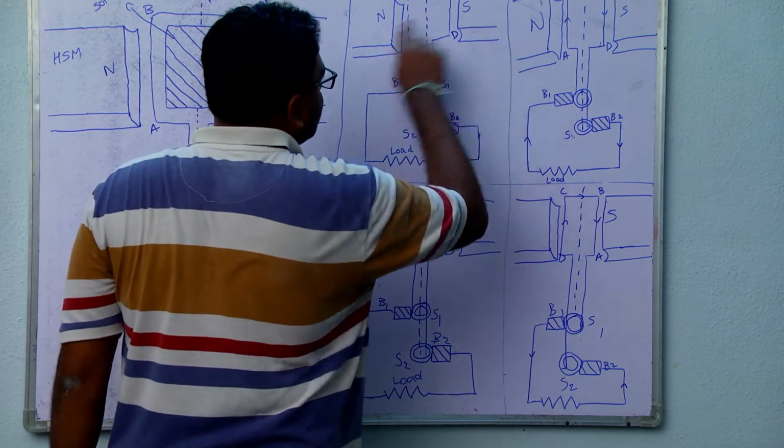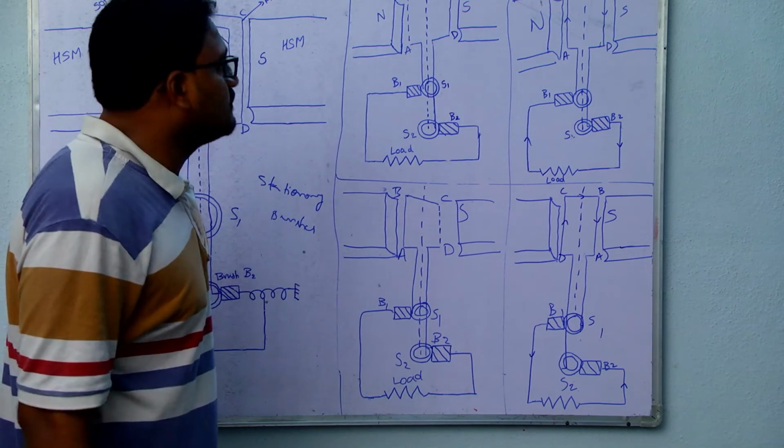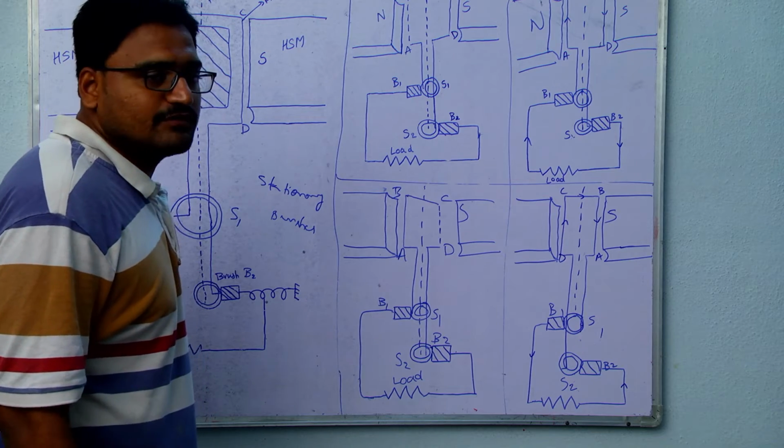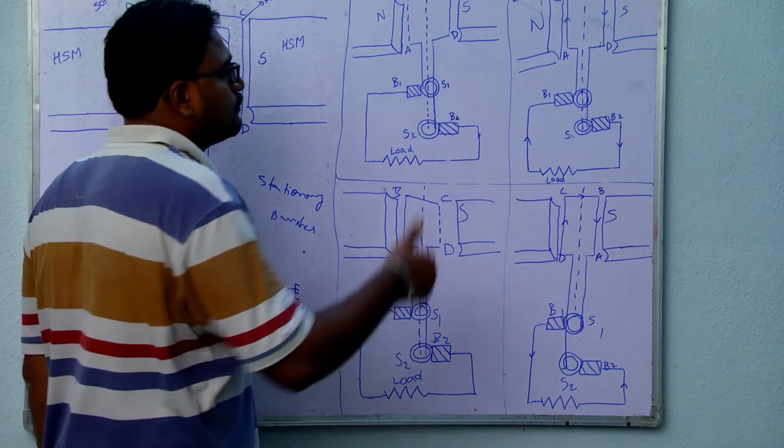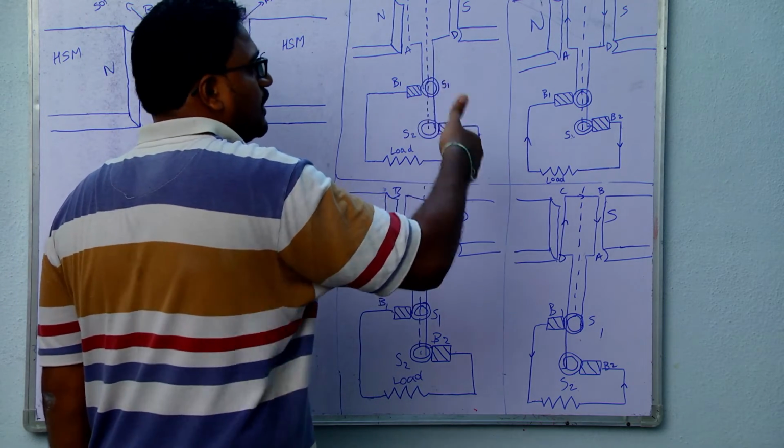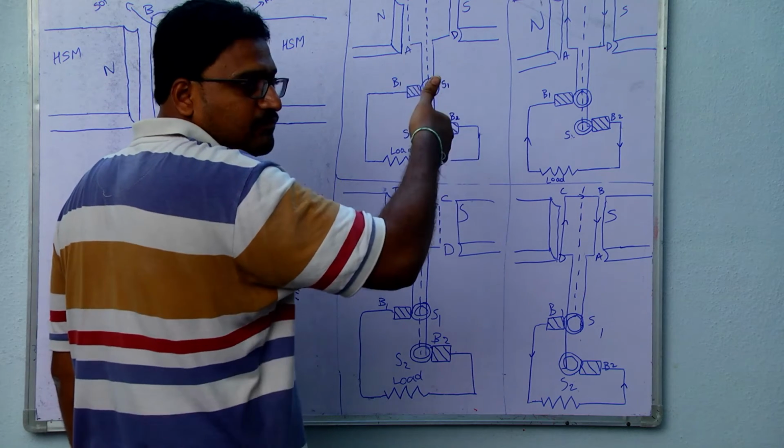Okay, and the magnetic field is north to south. Use the Fleming right hand rule to get the direction of the current. Fleming right hand rule. Motion is upwards. Motion of the conductor is upwards.